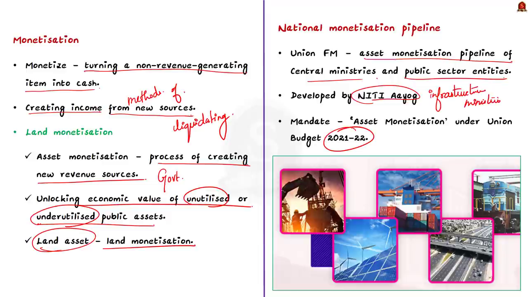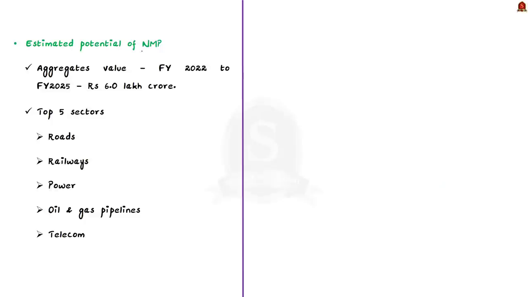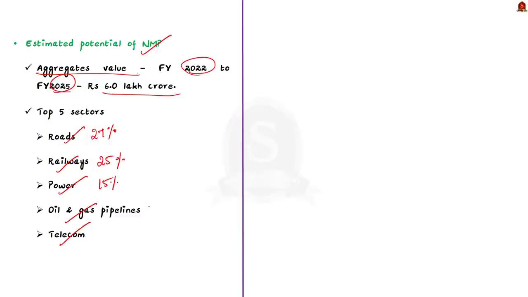2021-2022. Now we'll see what is the estimated potential of this National Monetization Pipeline. The aggregate value for 4-year period, that is from financial year 2022 to financial year 2025, is ₹6 lakh crore. And the top 5 sectors include roads, followed by railways, power, oil and gas pipelines and telecom. Roads constitute 27%, railways 25%, power 15%, oil and gas pipelines 8% and telecom 6%.